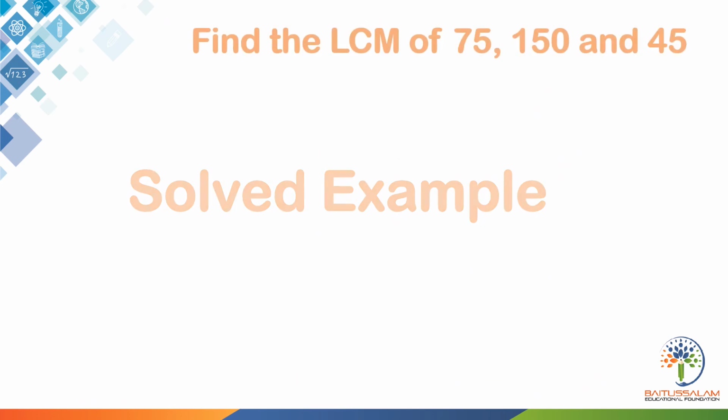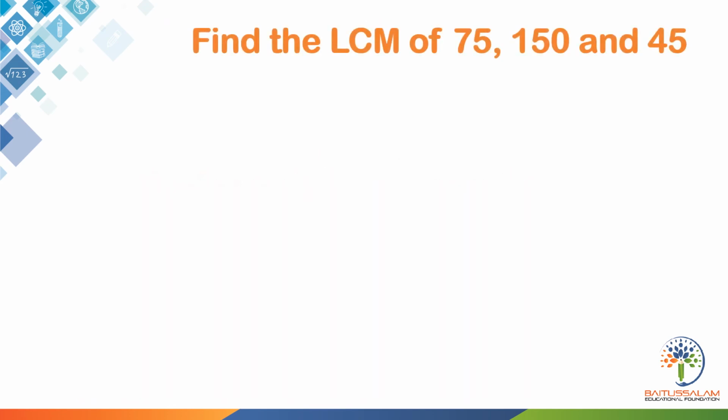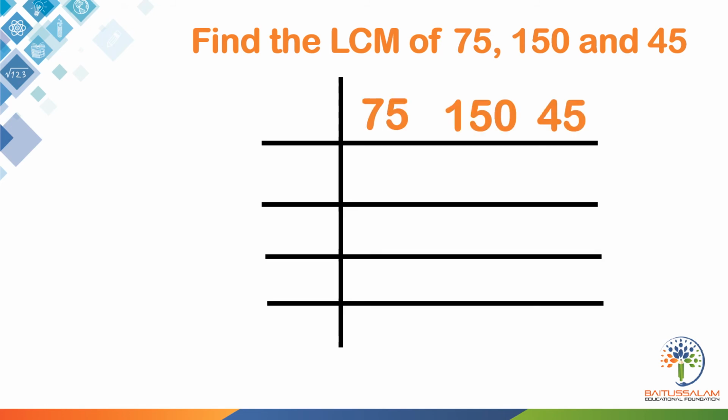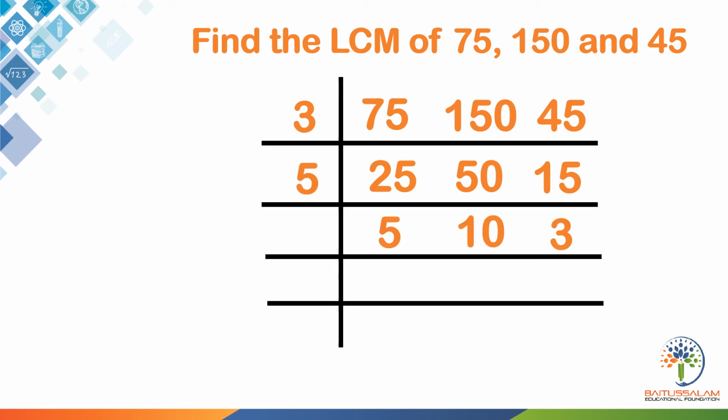Solved example. Find the LCM of 75, 150 and 45. First step, you draw a table and list the numbers. Secondly, you divide each number by the smallest prime number that divides in all these numbers. It is 3 in this case. The step is repeated until we have all prime numbers. All numbers are divisible by 5. Now from 5, 10 and 3, 5 and 10 are divisible by 5 while 3 shall be left as it is. 1, 2 and 3 are all prime numbers, so we stop here.